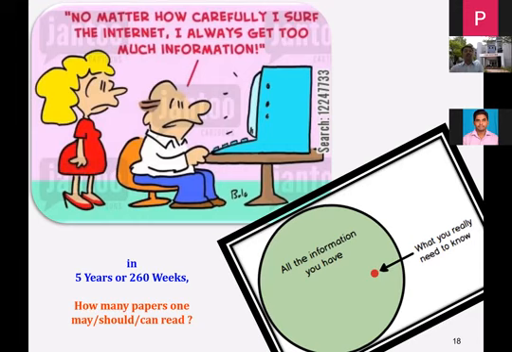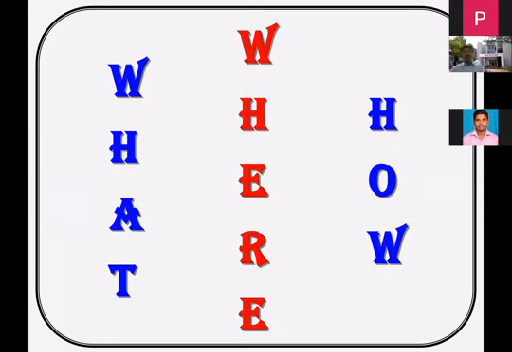So if a PhD student spends 5 years, or 260 weeks, how many papers can one student read, or how many should he read? How many papers are cited in a thesis? 200, 300, 400? I don't think more than that. So will he or she read all 400 papers? How to get those 300 or 400 papers out of 1.7 billion papers?